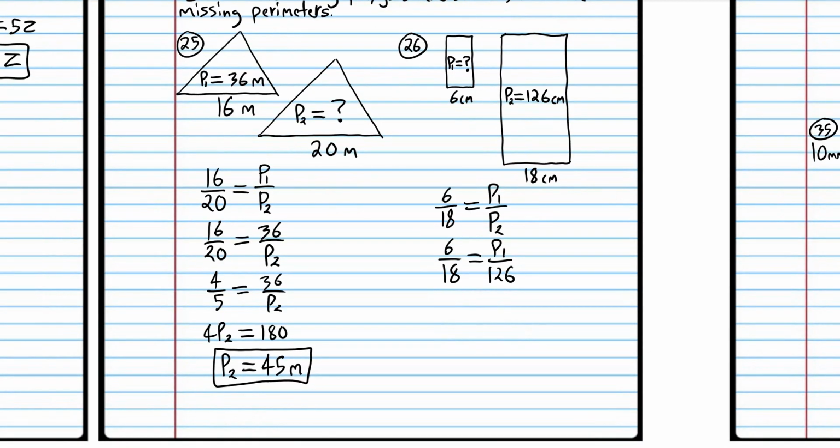So now we just reduce 6 over 18. And cross multiply, we get 126 is equal to 3P1. And then divide 126 by 3, and we get 42. And remember, you got to write those units. I almost forgot to write those units. So it's going to be 42 centimeters.